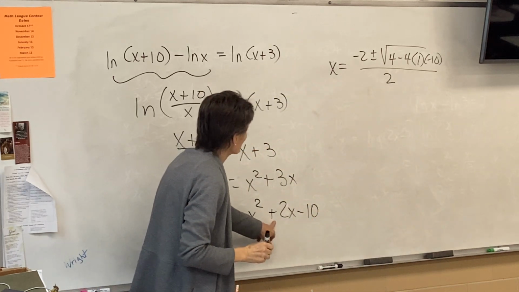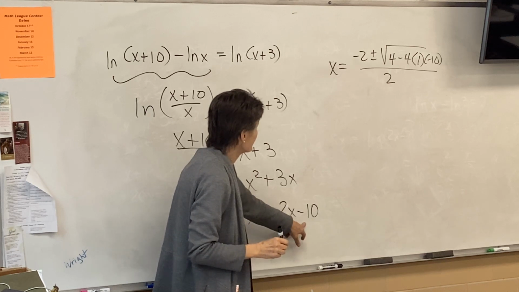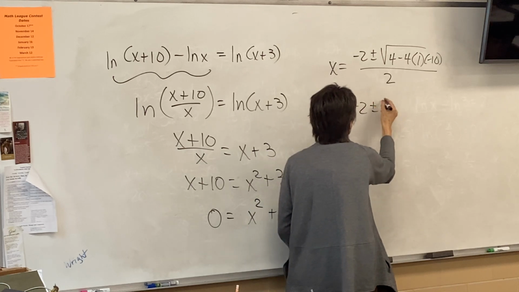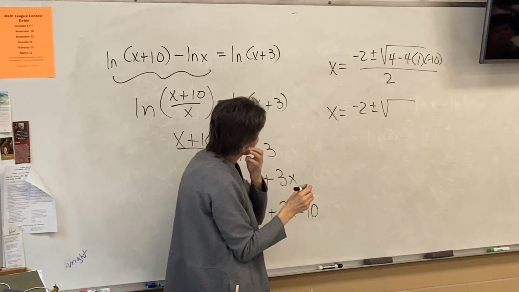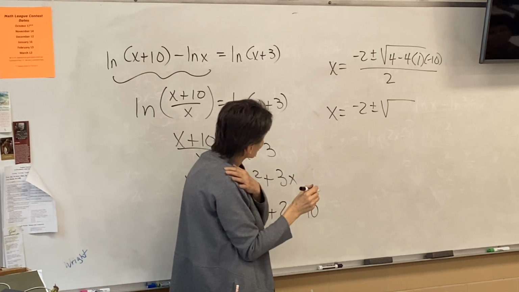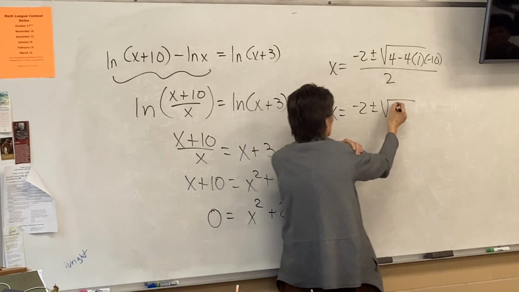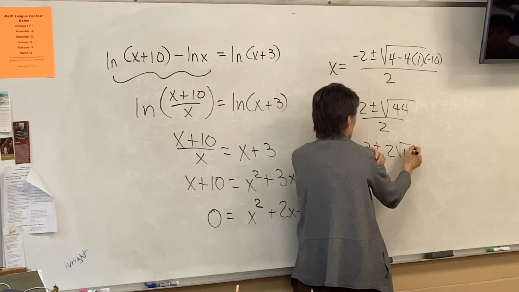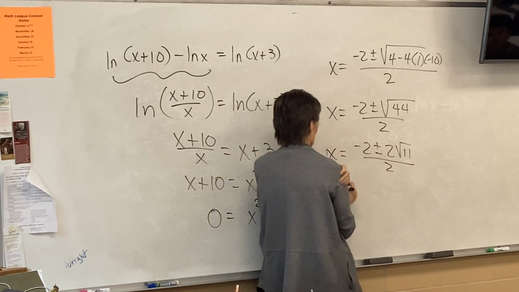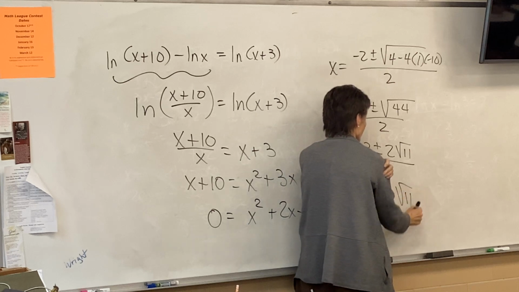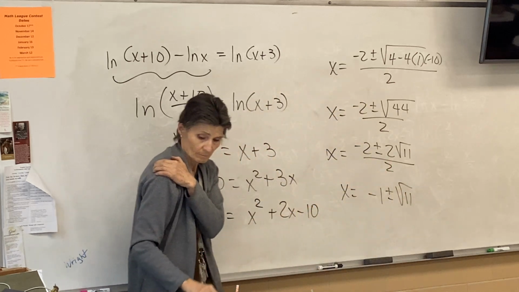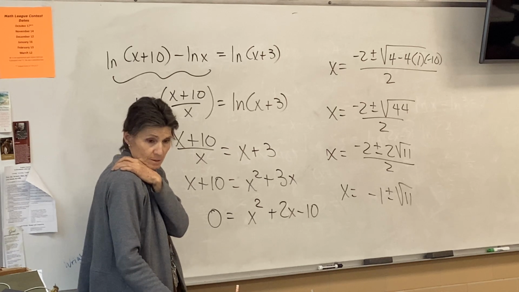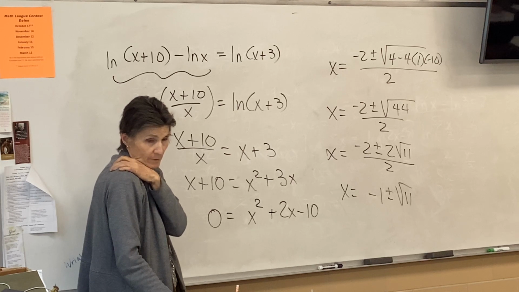-b plus or minus the square root of b squared minus 4ac over 2a. What's under there? 40, which is 2 root 11. So -1 plus or minus root 11 over 2. Does that look okay to everybody?